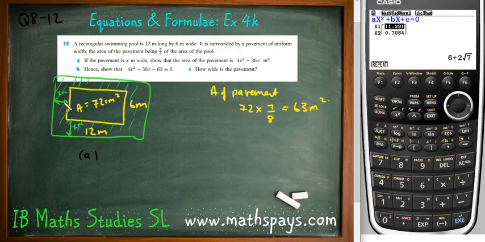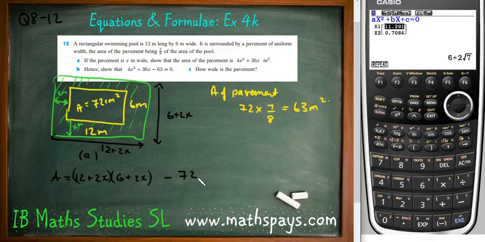So if I find the total area, that means the length of the big rectangle. Remember, that's x on either side. So let's say it's going to be 12 plus 2x. And then the height of it is 6 plus 2x. And I take away the 72, we're left with the green area. So we're going to say area equals 12 plus 2x, or 2x plus 12, times 6 plus 2x, or 2x plus 6. And then I'm going to take away the 72.